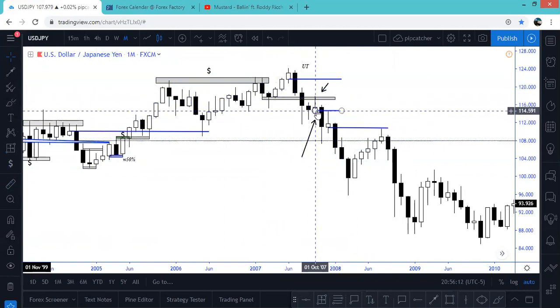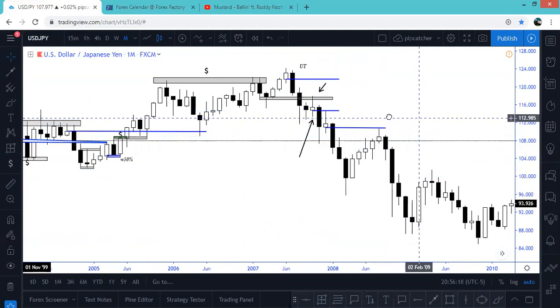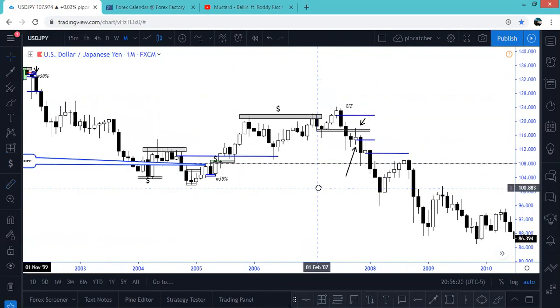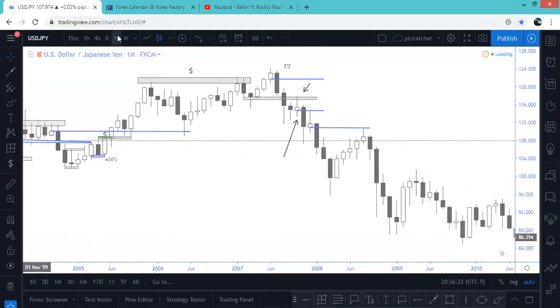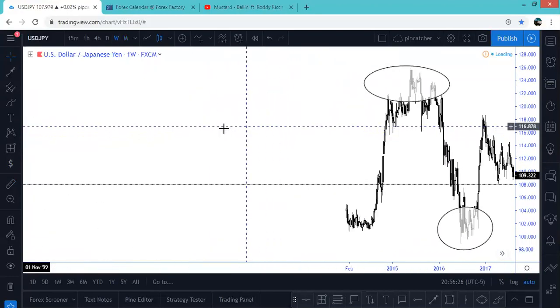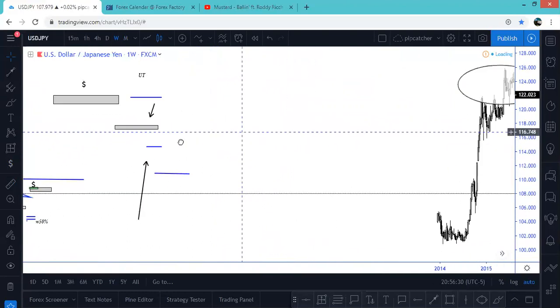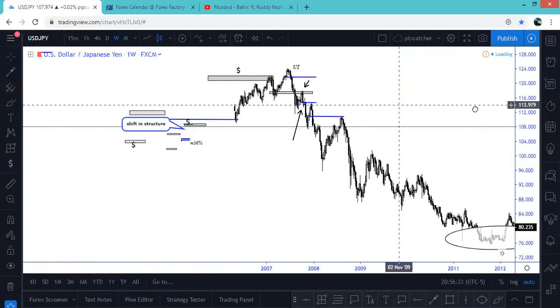And then this one, look, engulfed, comes back up. I'm going to enter. Engulfed, comes back up, cool, I'm going to enter. So now let's go down to the weekly and see if we can get into more detail in this area.